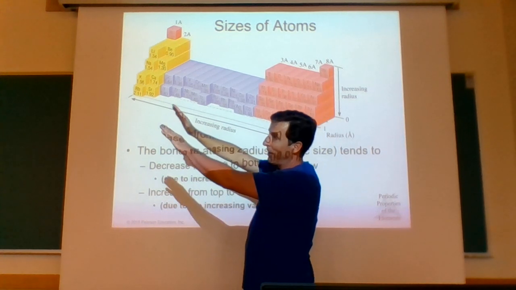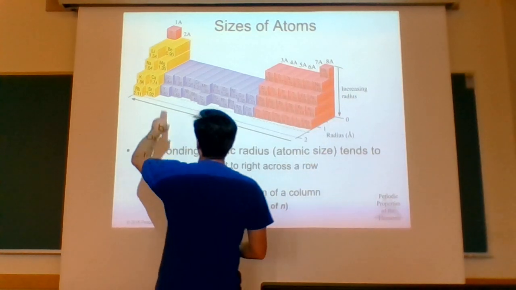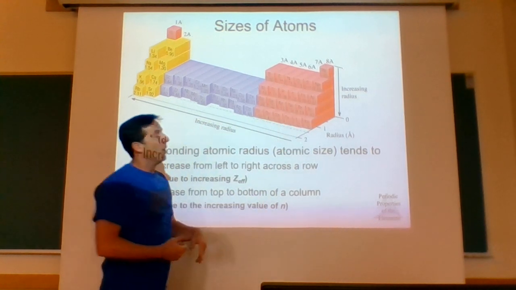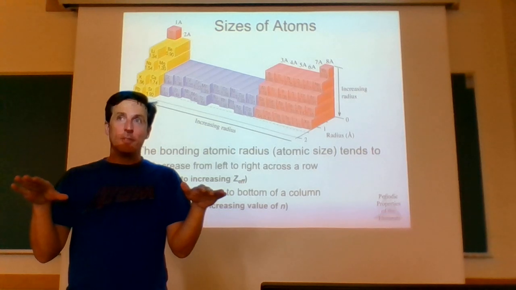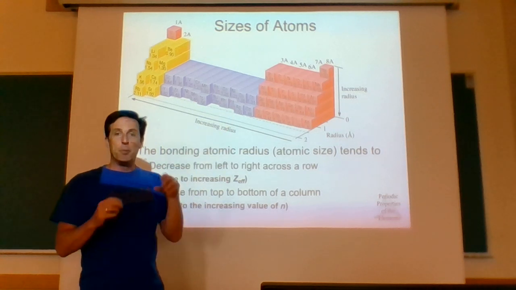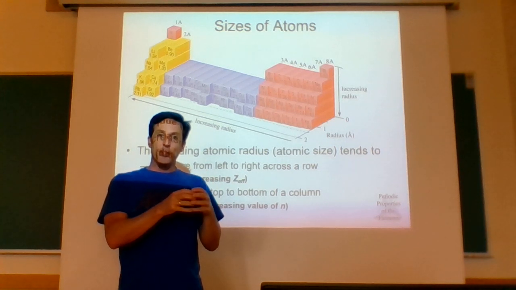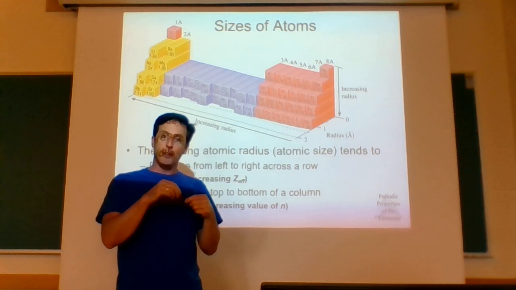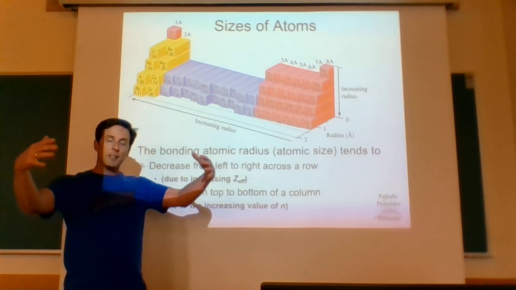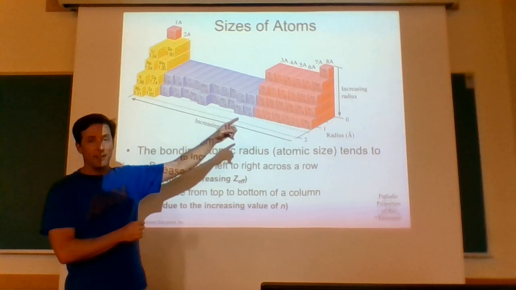Across a row, if I were to compare lithium, beryllium, boron, carbon, nitrogen, oxygen, fluorine, neon, all those elements are in the second row. The electrons are in the second shell, but as I move across, I'm putting more protons in the nucleus. With more protons in the nucleus, there's going to be a stronger pull, which we called earlier the effective nuclear charge, on the electrons. If we pull them in tighter, that makes the atom get smaller. So as I move to the right, the atoms get smaller.